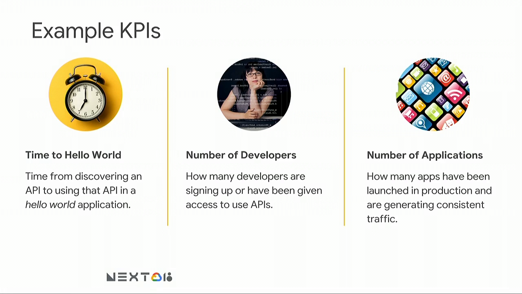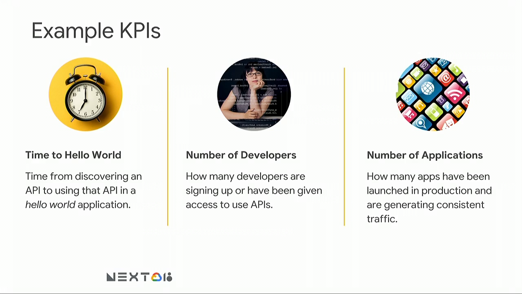So we want to be able to monitor and track that data over time, and then improve our documentation and our outreach so that we can improve those. We can also look at things like number of developers. So if we're trying to drive consumption, the consumption comes from developers that are actually building apps that are going to be using these APIs.